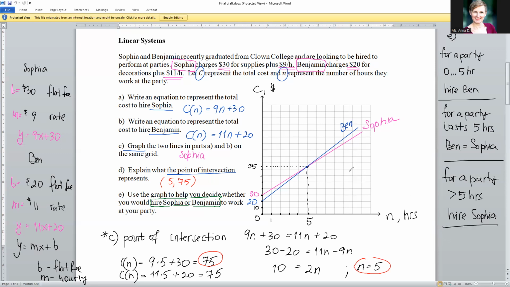And the point of intersection right here is equal cost to hire Ben or Sophia. And that equal cost happens at 5 hours. So that's how you solve this problem.